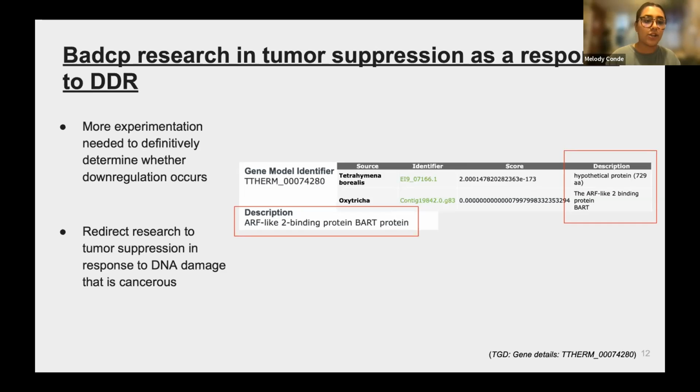There's very limited information in what we do know about bad CP, but what we do know is that it is an ARF-like 2 binding protein, as well as the homologs that shared similar gene expression to bad CP. And also we see this theme as a hypothetical protein, an ARF-like 2 binding protein. In the research that we had done outside of class, the ARF binding proteins, again, are still not well researched. But what we do know about the ARF family is that they are involved in tumor suppression, which is why we believe that bad CP can be used as a preventative response, as a tumor suppressor in cancerous DNA damage.